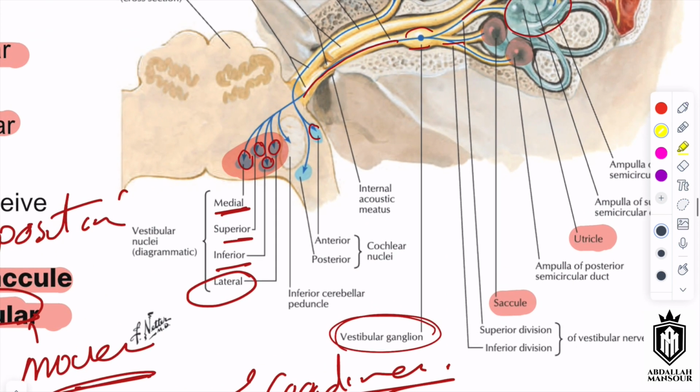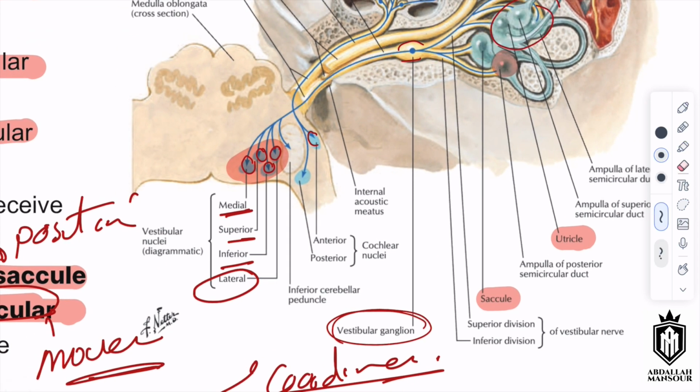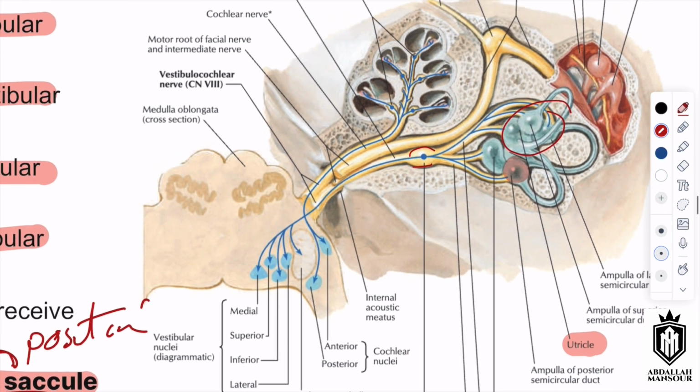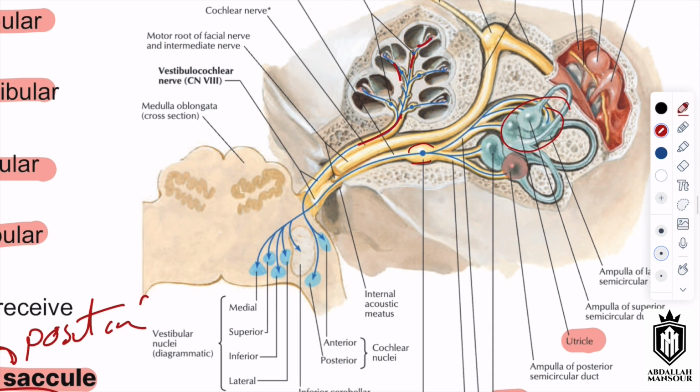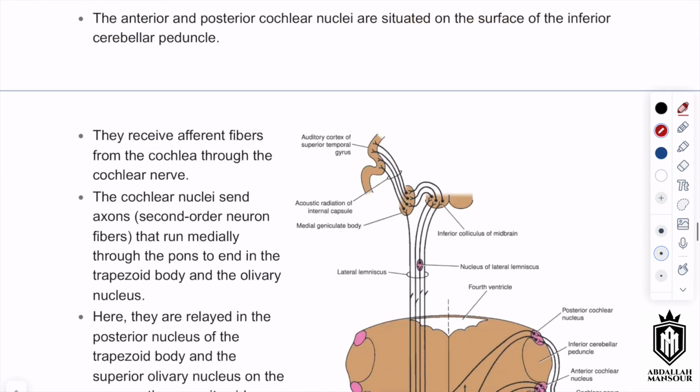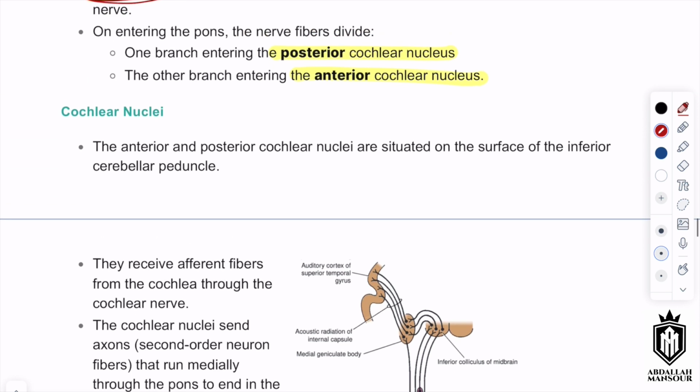As you can see here, this is your cochlea right there. The cochlear nerve is basically coming out from there. Then it goes all the way down, and they enter the pons, in a groove between the pons and the medulla, and then they go to the cochlear nuclei, and these are the anterior and posterior cochlear nuclei.